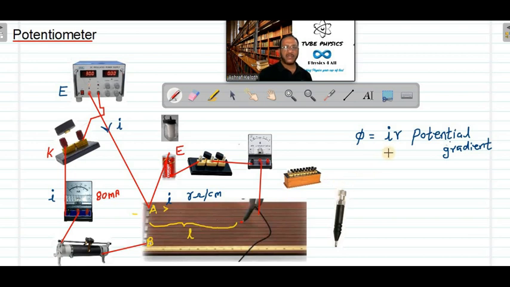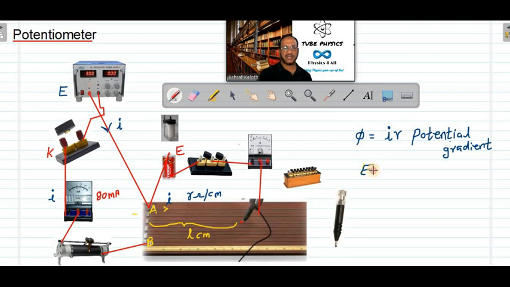If I into R is the voltage drop on 1 centimeter, then if L centimeter is the balancing point at which the galvanometer is showing zero deflection, it means the total voltage drop in this much length, L centimeter length, and the EMF of this cell are equal and opposite, so they are cancelled. Then we can say that the EMF of the cell E is equal to what? IR. Yes, very good.